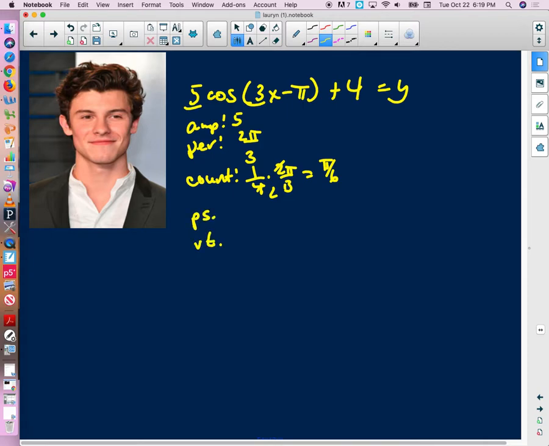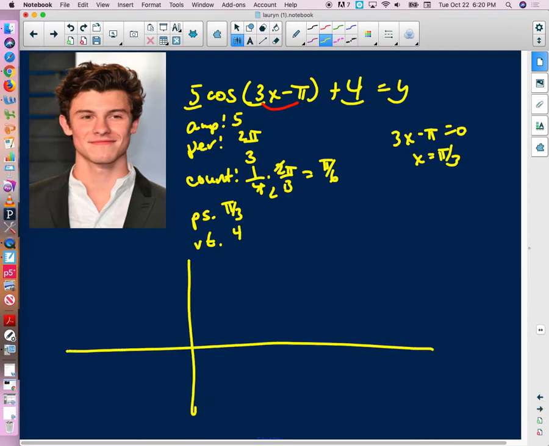By the way, when we had problems like this on Delta Math and for your homework, your phase shift and vertical translation were just 0. So you were adding pi over 6, 2 pi over 6, and so on. But now we need to know our new target, our new starting point, because this graph will shift over and up. So I have 3x minus pi to get my phase shift equals 0. So I'm going to shift over pi over 3. And my vertical translation is positive 4.